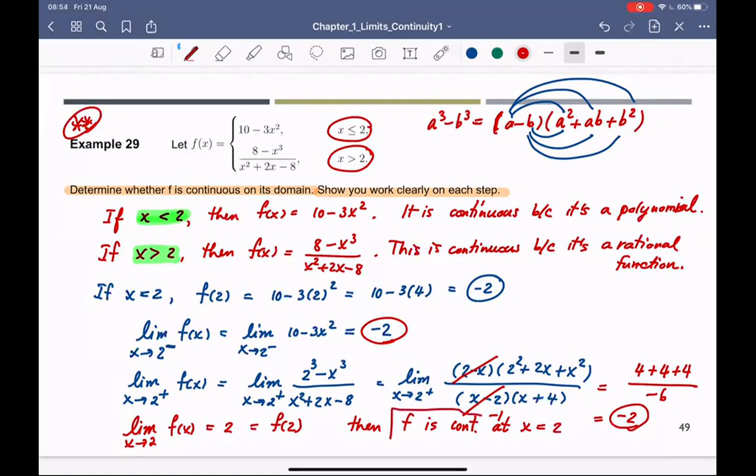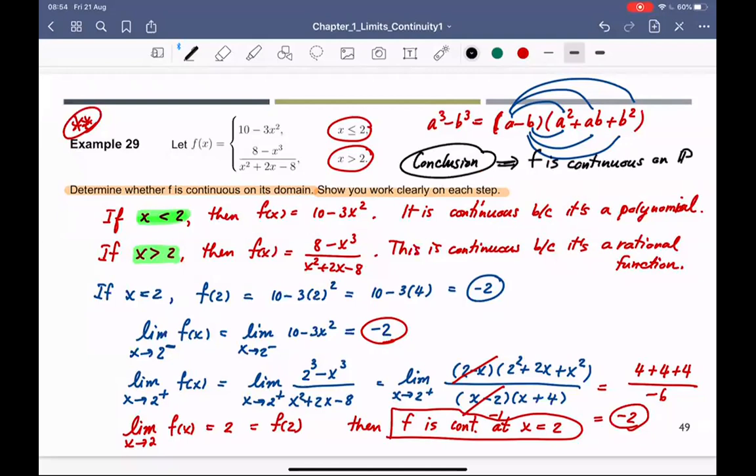All right. Conclusion here on the top. f is continuous on its domain, which is the real numbers R, right? Because you already checked that when x is less than 2, the function is continuous. When x is greater than 2, the function is continuous. And when x equals 2, the function is also continuous. That is how to show continuity on the interval. You can use the fact that a polynomial is continuous and a rational function is continuous to help you check continuity on the interval.